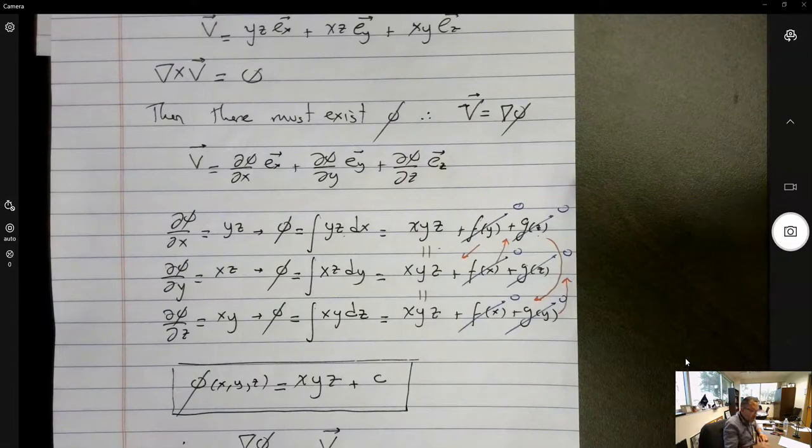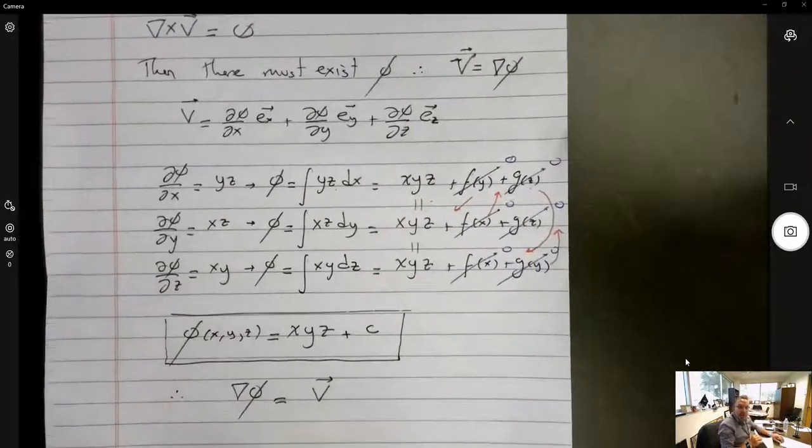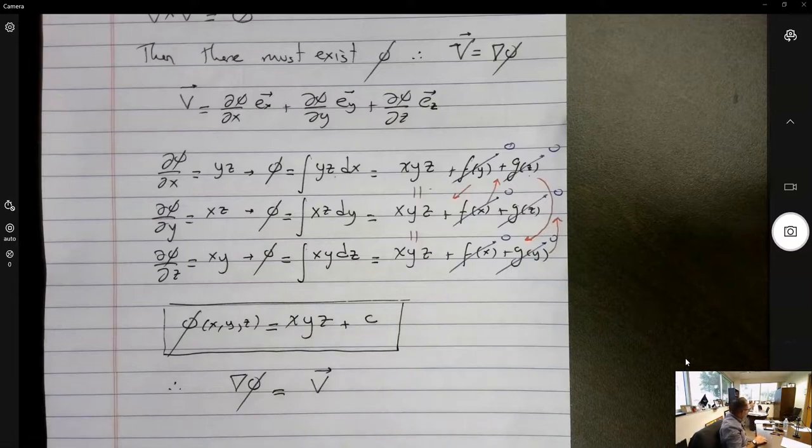So this is it. I just wanted to introduce the concept of the curl today, hopefully give a physical interpretation to it, and then just work out a couple of examples forward and reverse to show you how this works.